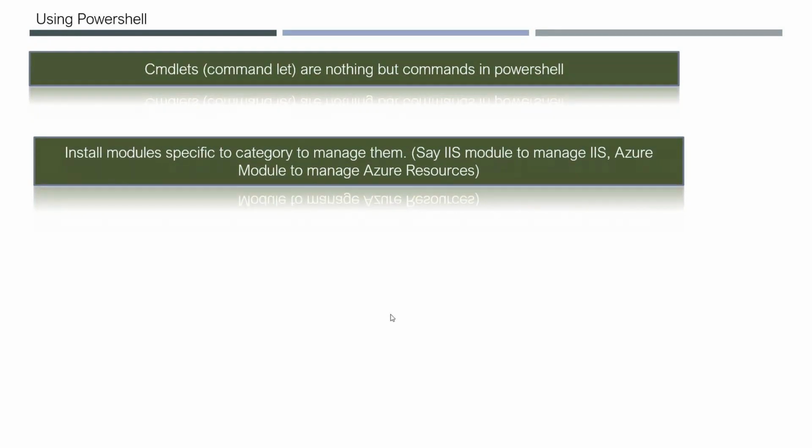Let us say you want to work on IIS. You can install a module related to IIS of PowerShell on your laptop. Similarly, if you want to work with Azure Cloud, you can install the Azure module. So what do you mean by installing these modules? If you don't install those modules, the commandlets related to managing IIS will not be available to you in the PowerShell window. Similarly for Azure Cloud, etc. So installing a module means getting access to all the commandlets available.